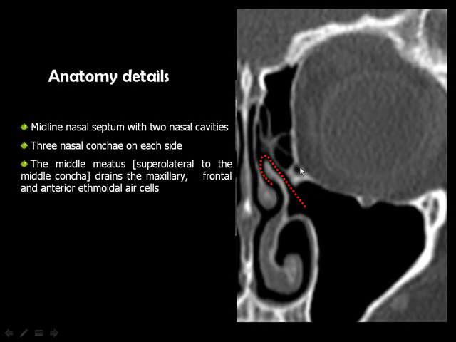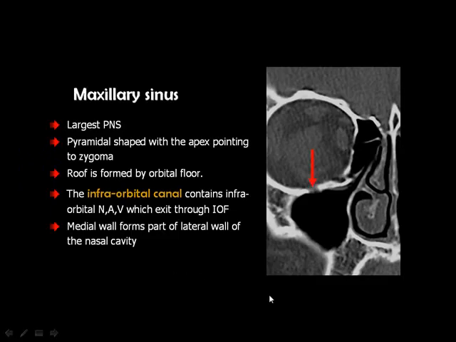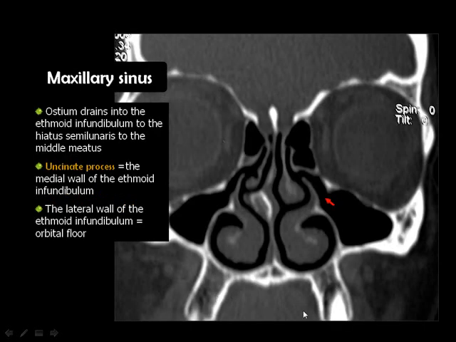It is bordered laterally by the orbital floor and medially by the uncinate process. Then if you look to this arrow, this is the infraorbital canal, which contains the nerve, artery and vein. Then this is the maxillary sinus, and this is the osteomeatal unit, as I have mentioned. Look to this image. This arrow actually indicates the start of the osteomeatal unit.